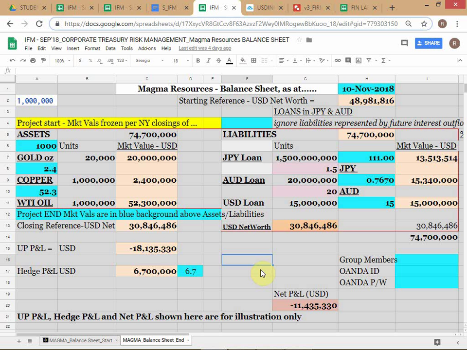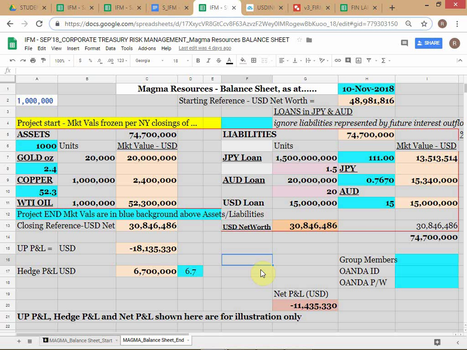We have a starting reference. Over there on the top, on the second row, the starting reference net worth of 49 million is placed there for reference. This balance sheet was on 30th September, and this is the balance sheet projected on 10th of November. You'll see that on this balance sheet the net worth has come down to 31. Is that clear? Everyone follows? The net worth has come down to 31.